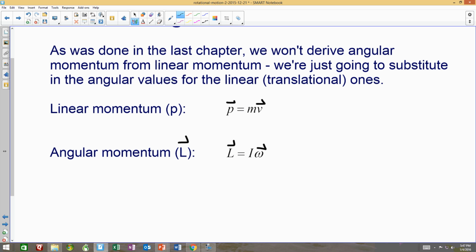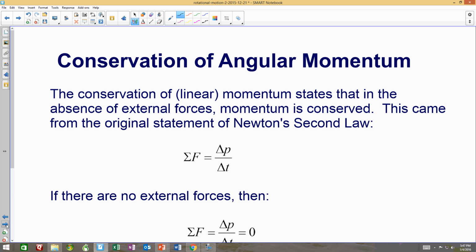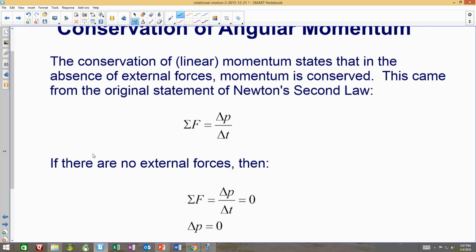The angular momentum is equal to L, capital L, and it's equal to the moment of inertia, I, times omega, which is the angular speed. Remember, for all quantities in rotational mechanics, you need to make sure that your units are radians, not revolutions or degrees.